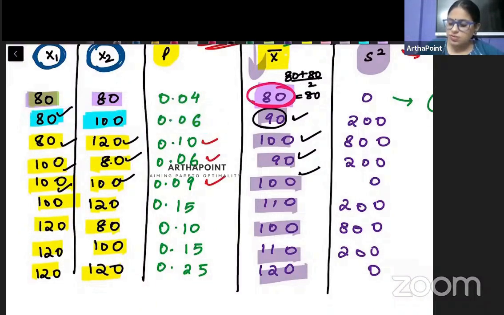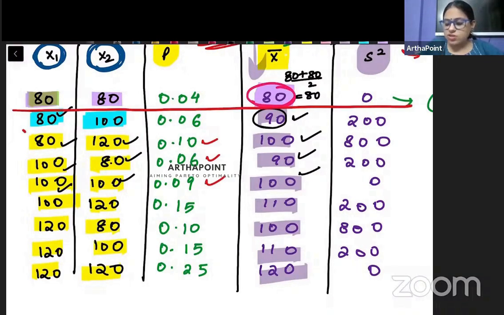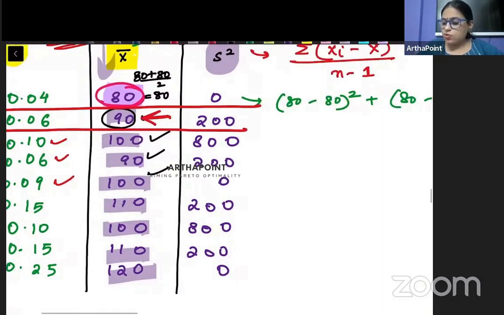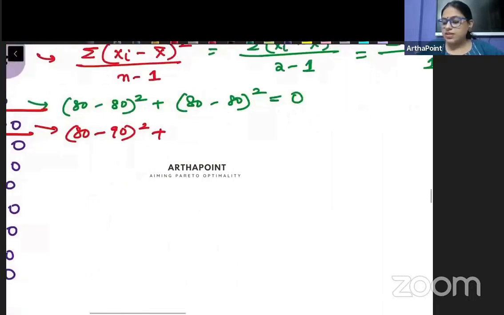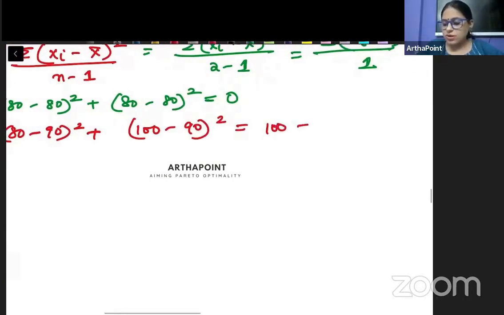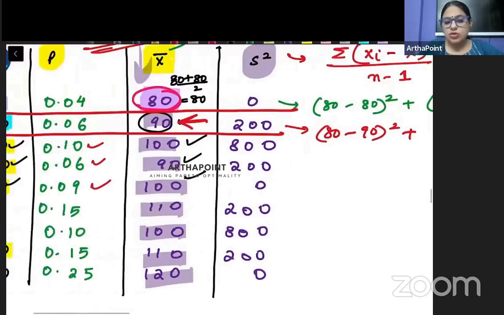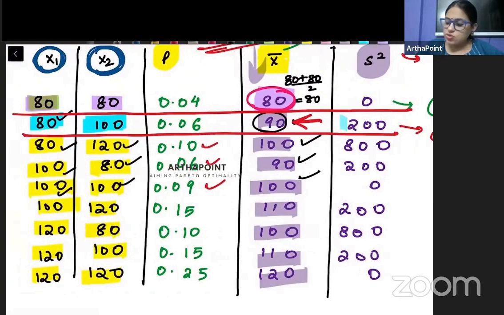Now let us go ahead to the second one. This is done. Now let's look here. So their mean is 90, isn't it? So I will do for this one 80 minus 90 whole square plus 100 minus 90 whole square. So this is going to give me minus 10 whole square, which means 100, plus 10 whole square, which means 100. So this will be 200. So if you can go ahead and see in the second place, you can clearly see that this is coming as 200. Okay, beta, let's come to the third one.